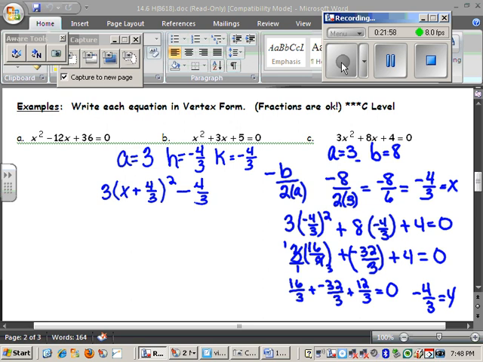Just to review real quick, it's important that your equation is in standard form. If it's not set to 0, you cannot use this form because you cannot identify your a and your b values. Once you identify your a and your b values, you just use the vertex formula to find the x, and then you use the x to find the y, and then you just plug everything into the formula.